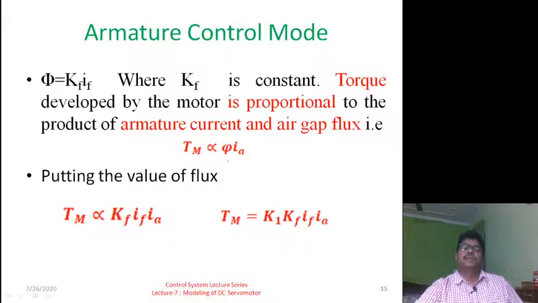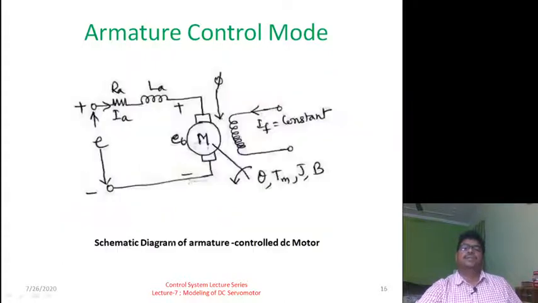and the developed torque Tm is proportional to phi into Ia, where phi is equal to Kf into If, and that can be represented as Tm equal to K1 Kf If into Ia. So these three are constant, so that can be written as Kt dash, motor torque constant.